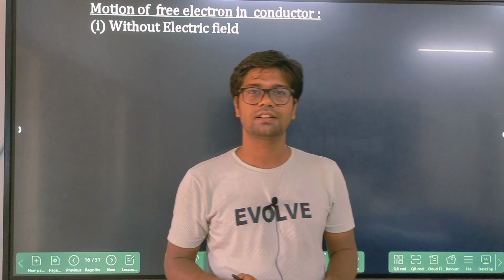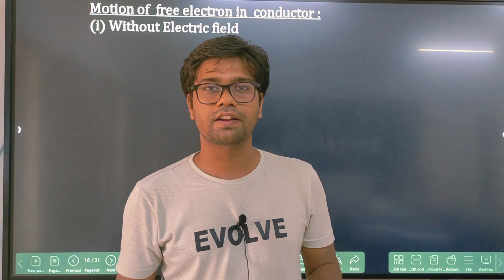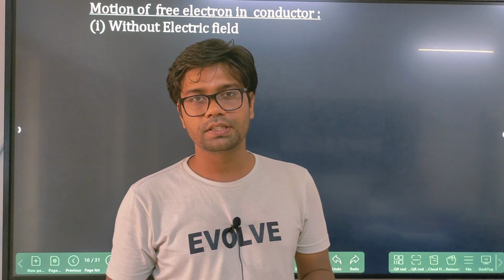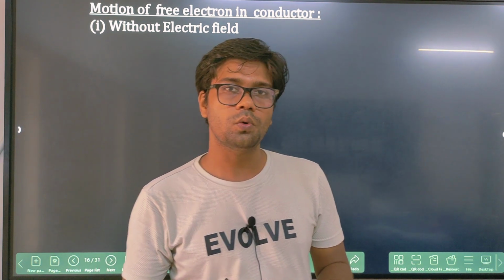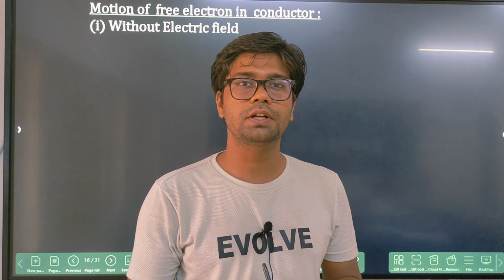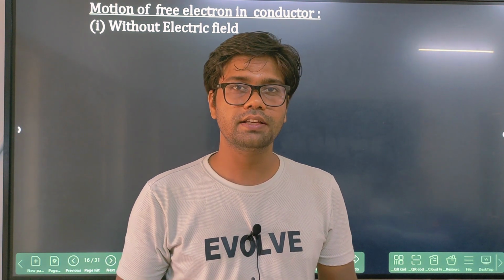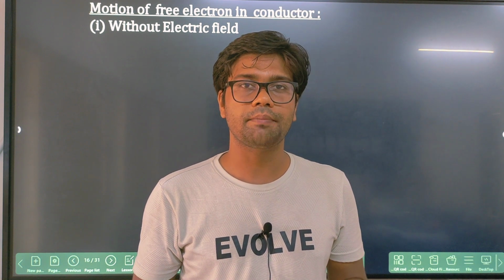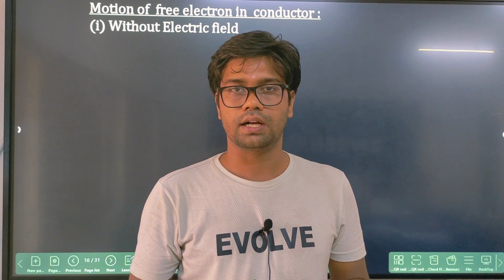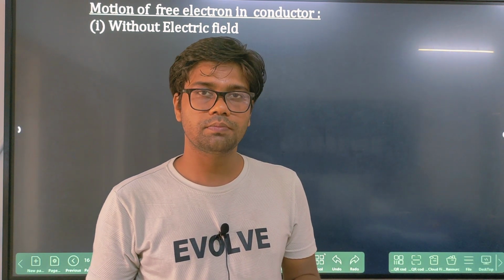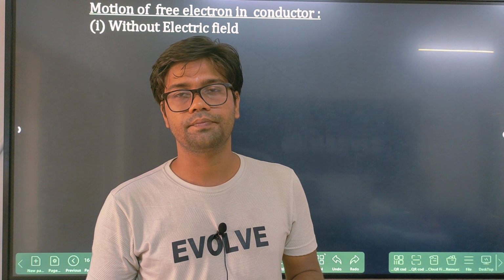Hello students, today we are going to start our second lecture on current electricity. In the previous lecture we have seen Ohm's law, then we discussed the relation between resistance and resistivity. There we saw that resistance depends on the dimension of the conductor, being directly proportional to the length and inversely proportional to the cross-sectional area.